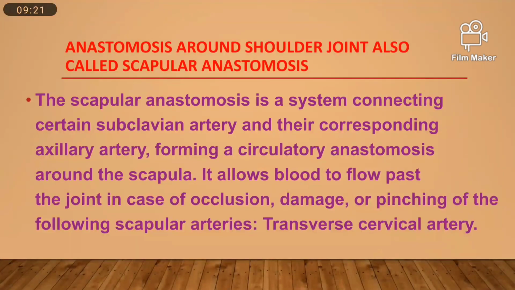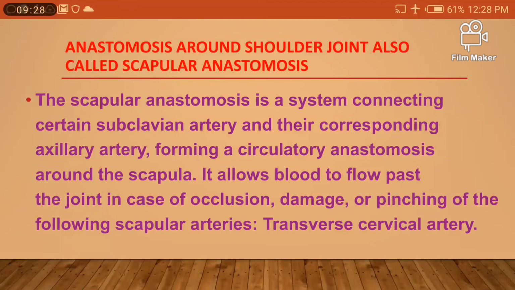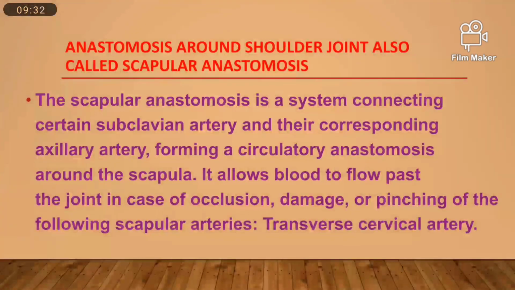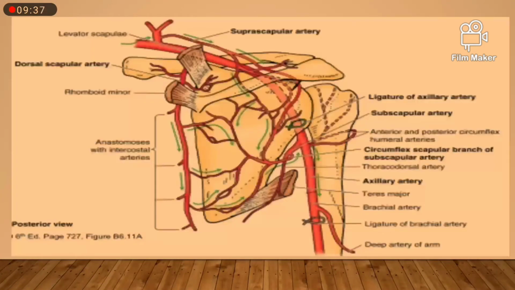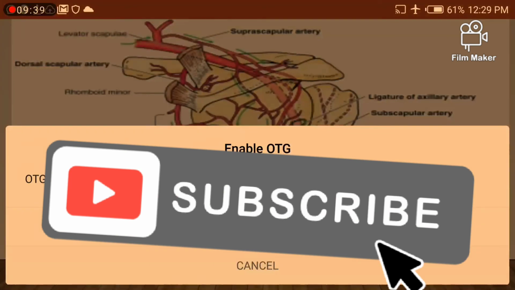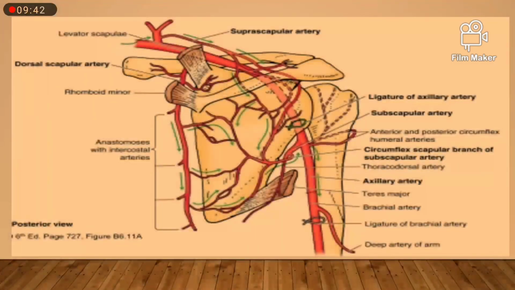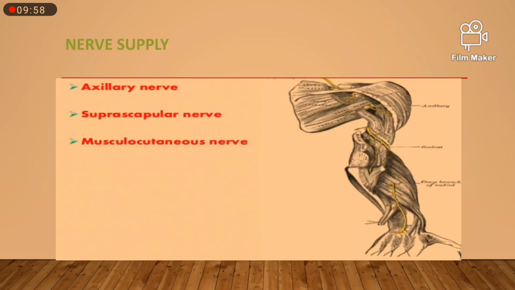Now anastomosis around shoulder joint, also called scapular anastomosis. The scapular anastomosis is a system connecting the cervical arteries with the corresponding axillary artery, forming a circular anastomosis around it. Here you can see the anastomosis: the subscapular artery, circumflex branch of subscapular artery, axillary artery itself, its branches are there. Then you have dorsal scapular artery and subscapular artery. Together they form an anastomosis around the scapula mainly, but that is also called anastomosis around shoulder joint.